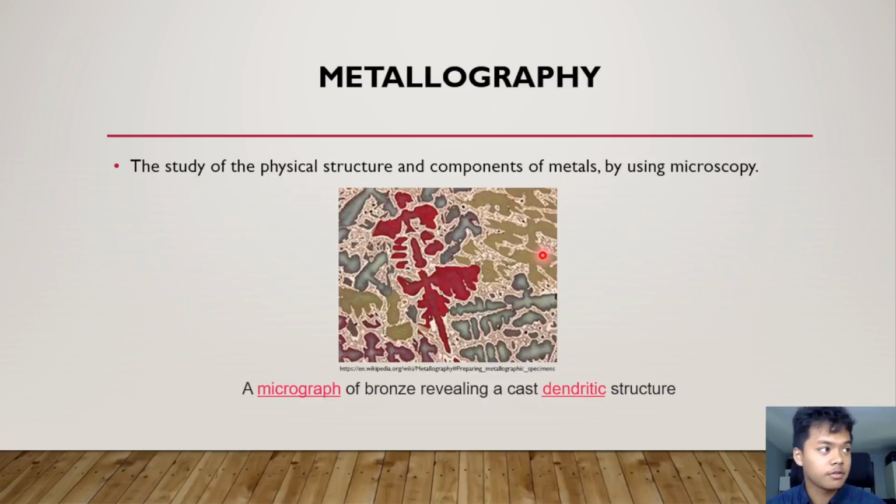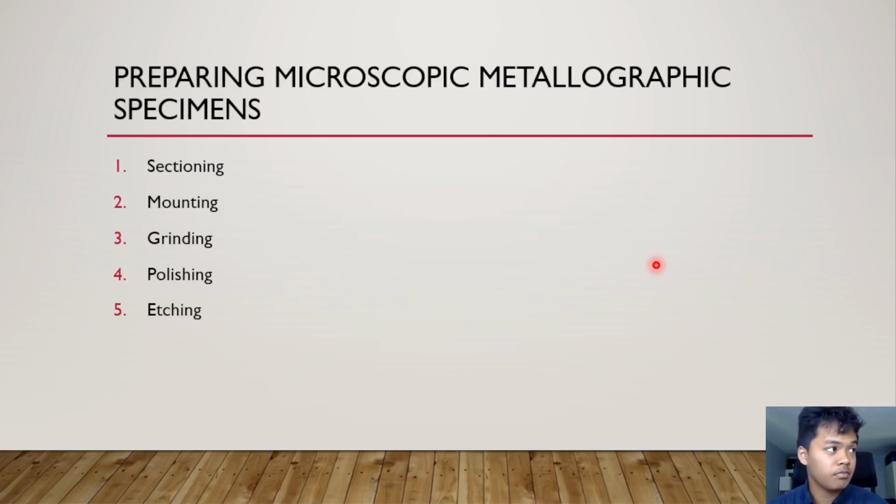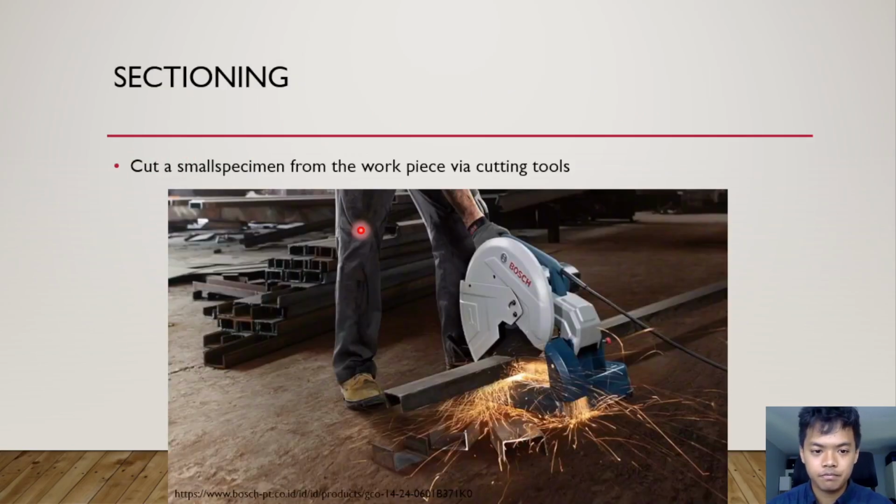Next we have metallography. The study of the physical structure and components of metals by using microscopy. Well, technically not every metal has to use microscopes, but I'll explain. Okay, so to prepare a metallographic specimen, first we need sectioning, mounting, grinding, polishing, and etching.